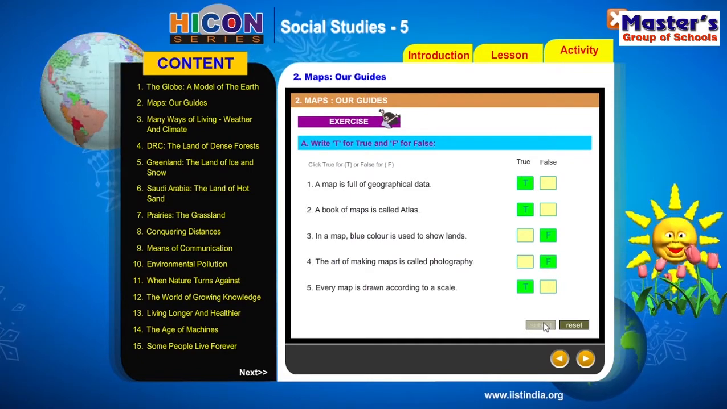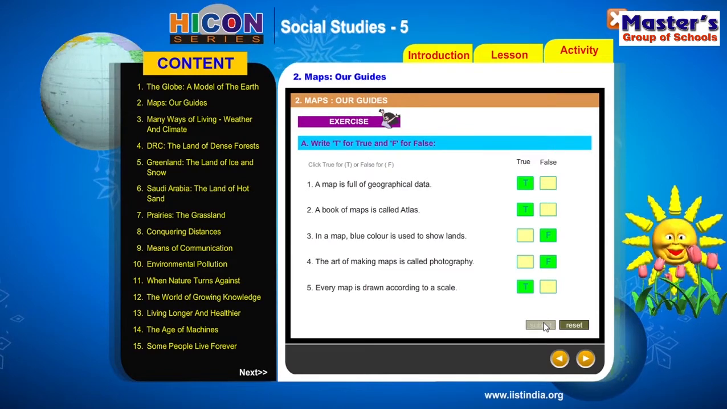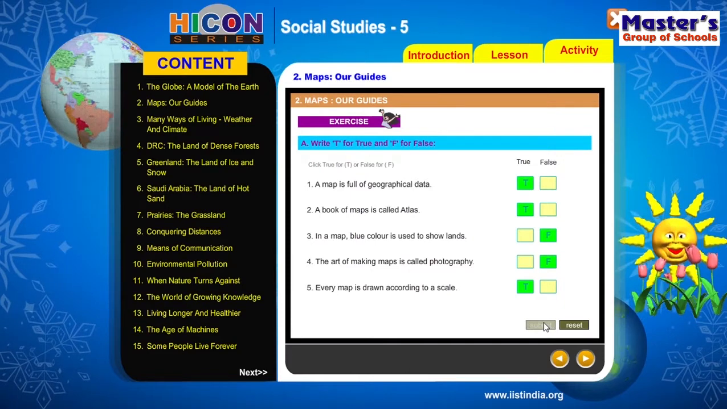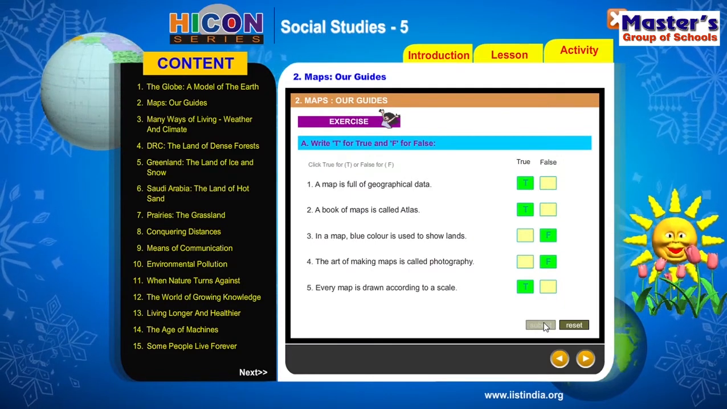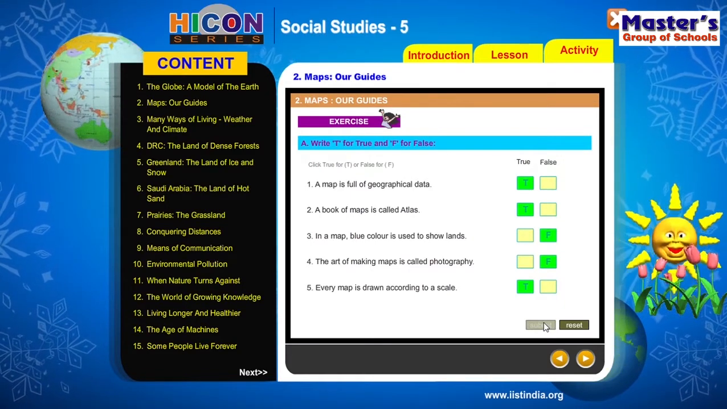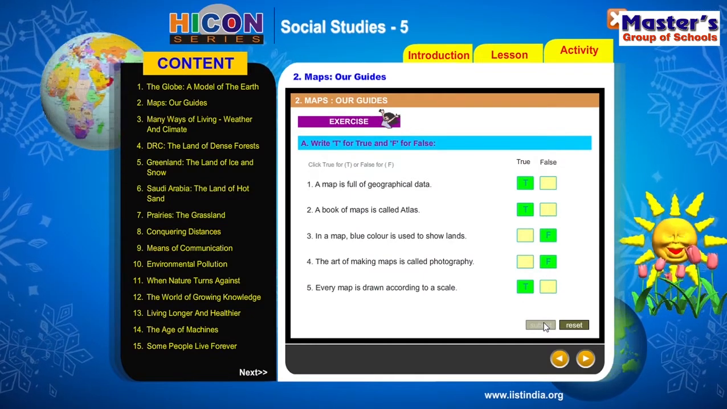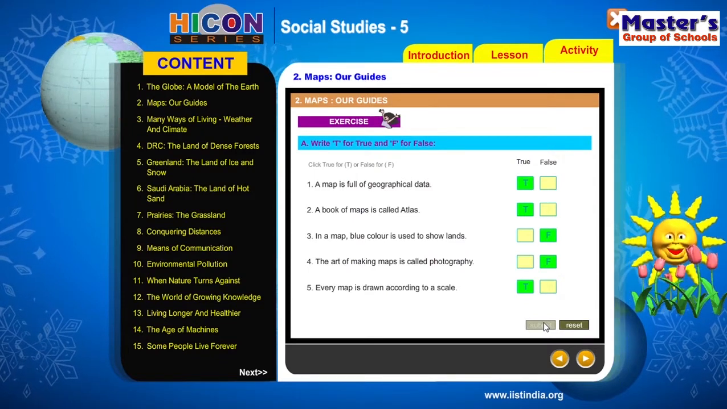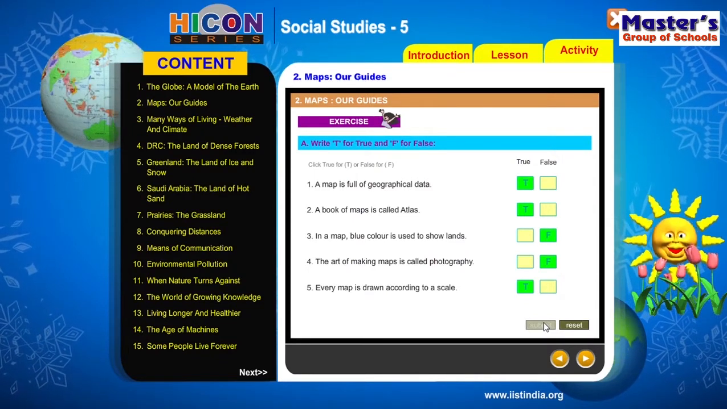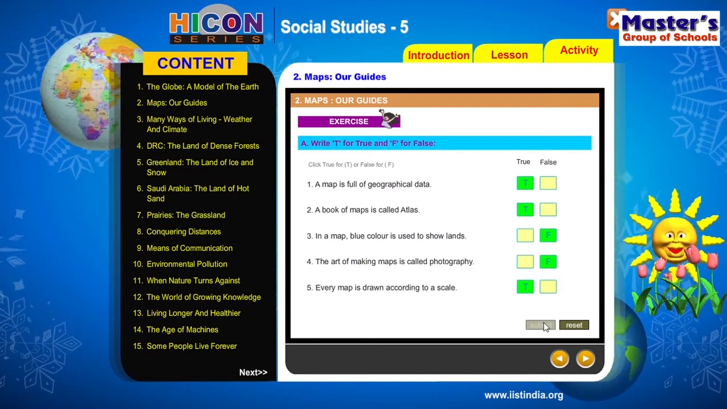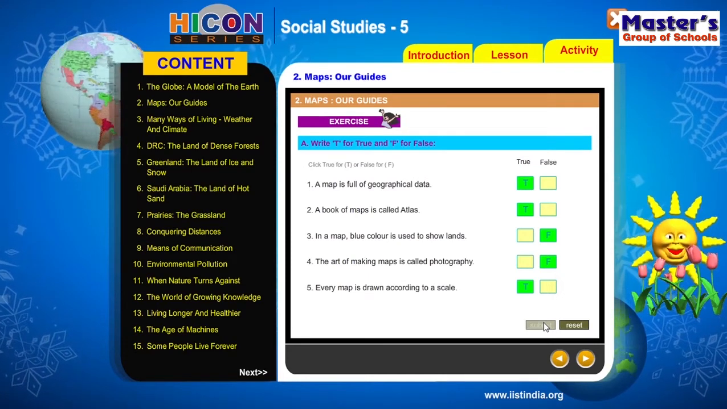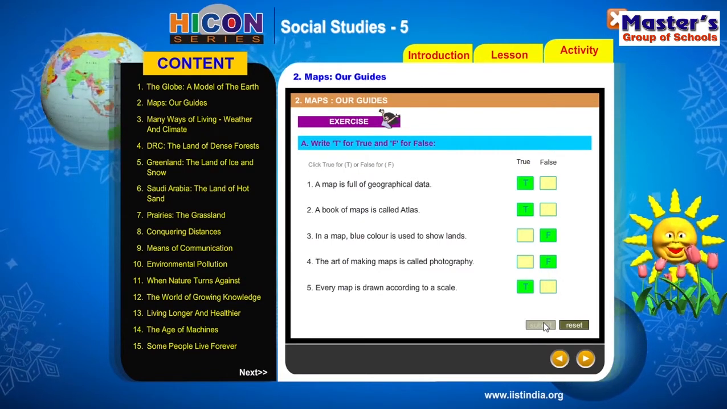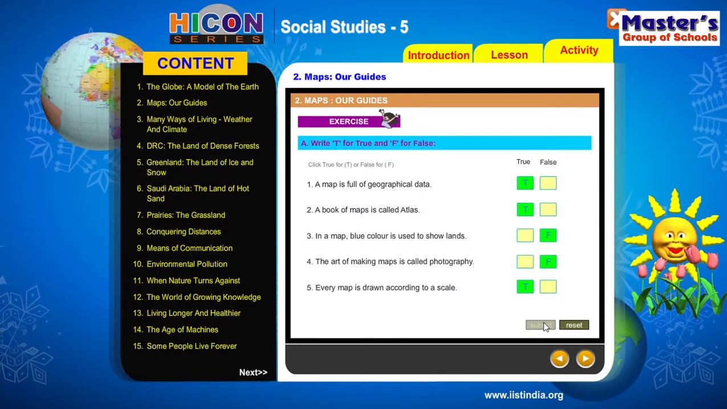The first one, a map is full of geographical data, is a true statement. A book of maps is called an atlas, is also a true statement. In a map, blue color is used to show lands is a false statement because brown color is used to show lands on a map and blue color is used for expressing water bodies. Fourth one, the art of making maps is called photography is a wrong statement because it is cartography. Every map is drawn according to a scale again is a true statement.